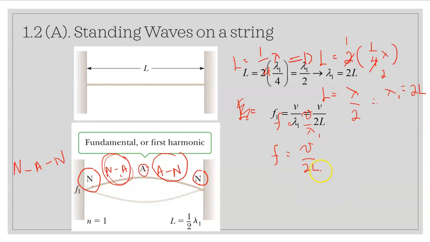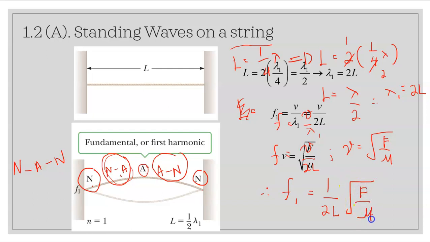What is the equation for velocity? Because this involves a string, remember the speed on the string, from our earlier equation: speed on the string, v equals the square root of F over mu, where F is the tension force. So our first fundamental is f1 equals 1 over 2L times the square root of F over mu.